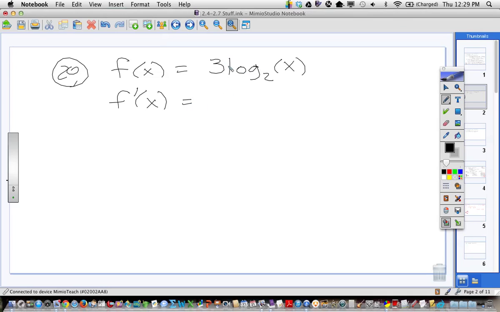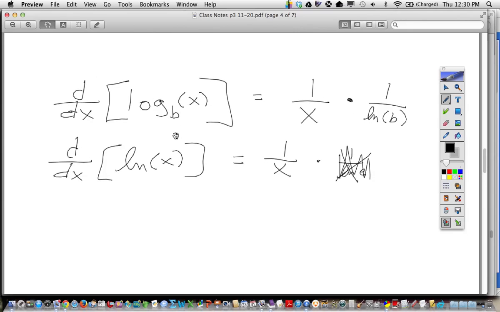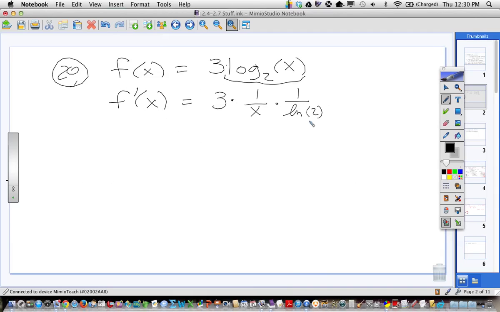And so when you have a number out in front of a derivative, it just hangs out there. The derivative of this is 1 over x times 1 over ln 2. And that just comes straight from this rule right here. Log base 2, 1 over x, 1 over ln 2. Okay? So that's f prime. Then the problem was, what was it, 26? 26 said do f double prime.